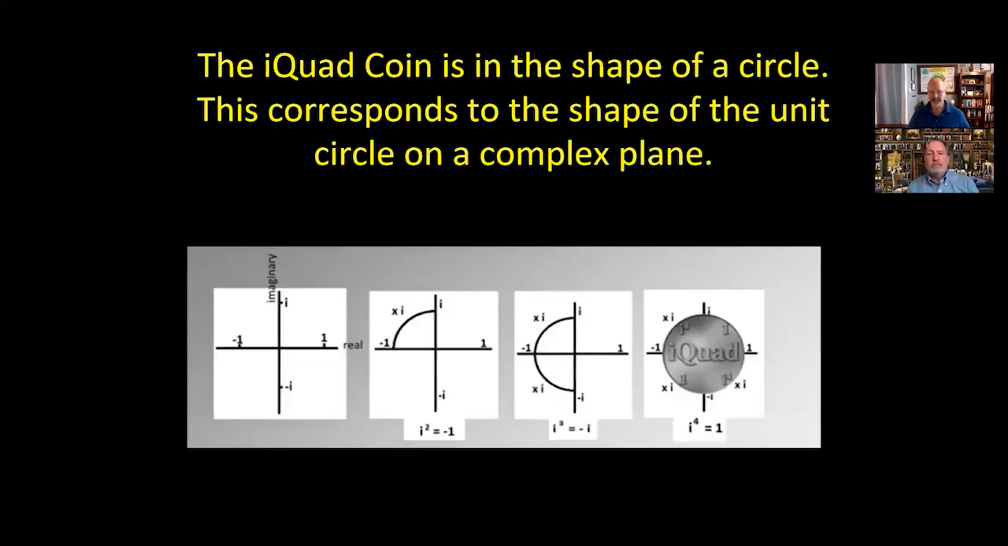The iQuad coin is in the shape of the circle, and this is the complex unit circle, the complex plane, which is imaginary on the y-axis typically, and real on the x-axis. Ultimately, this gives rise to the complex number plane, which is a whole branch of mathematics. And interestingly, as a foreshadow, it's a branch of mathematics that then becomes very salient in physics, particularly quantum mechanics, field theory, and even general relativity.